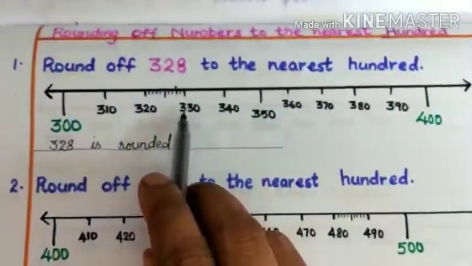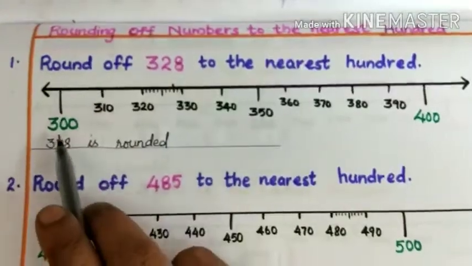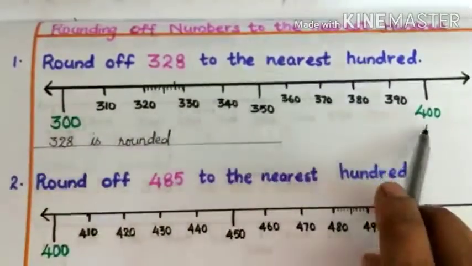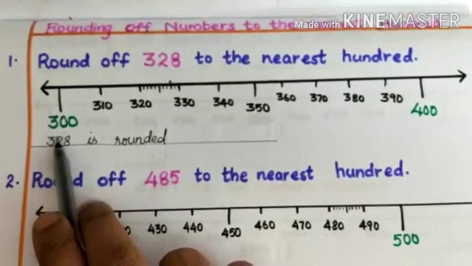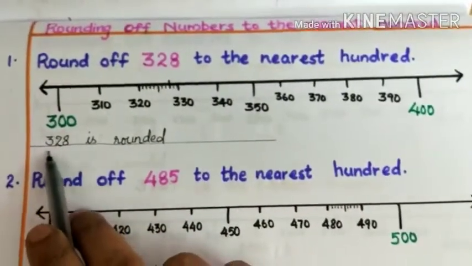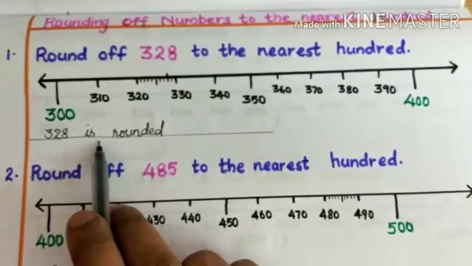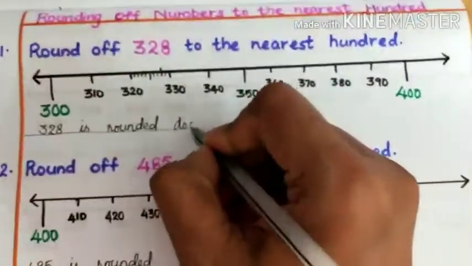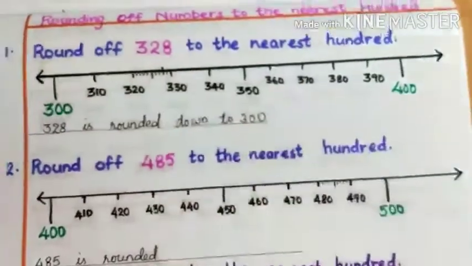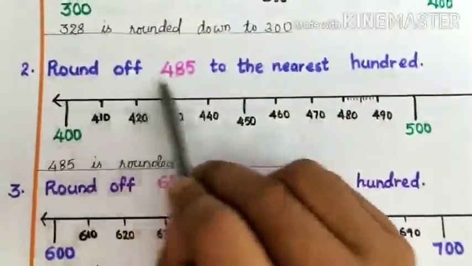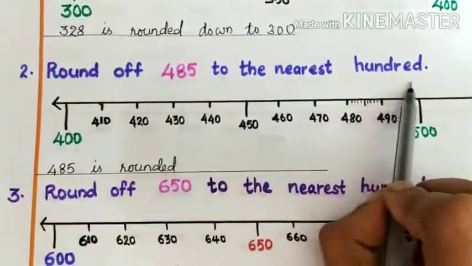Now look, 328 is closer to 300 or 400? Yes, it is closer to 300. So we can write 328 is rounded down to 300.